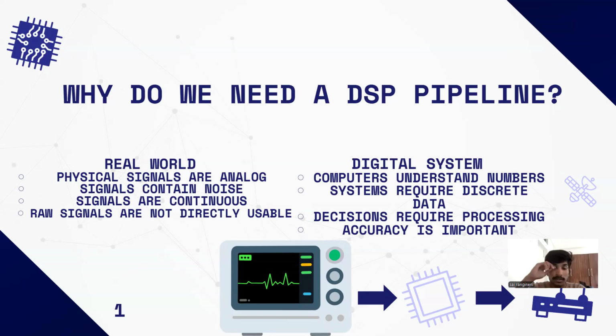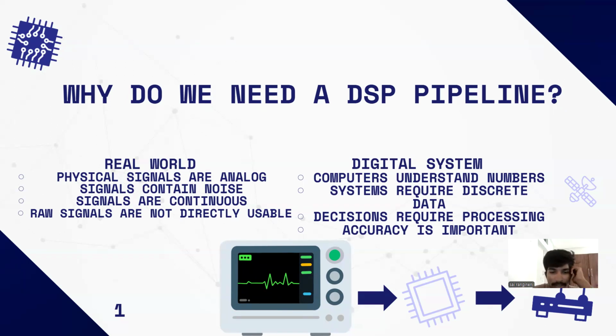The real world gives us analog signals. Temperature changes continuously with time. Sound changes continuously as air pressure varies. Light intensity changes continuously depending on brightness. Even a heartbeat produces continuous electrical signals. These signals are not clean.